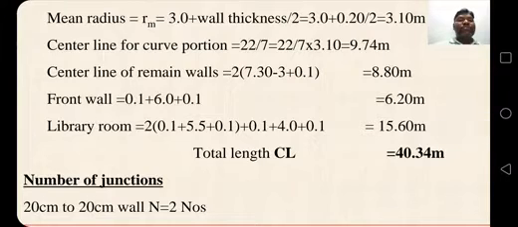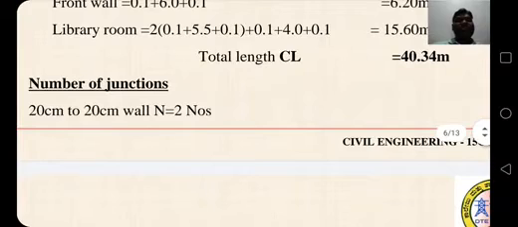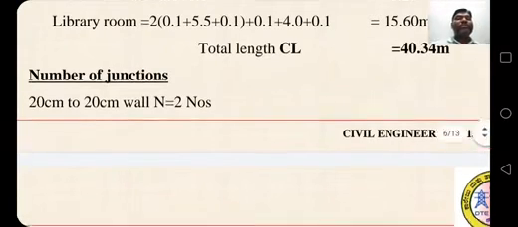Library room 2 into (0.1 plus 5.5 plus 0.1), 0.1 is 0.2 by 2, plus 5.5 plus 0.2 by 2, plus 0.1 plus 4 plus 0.1 is equal to 15.6 meter. Total center to center length is 40.34 meter. Number of junctions N is equal to 2 numbers.